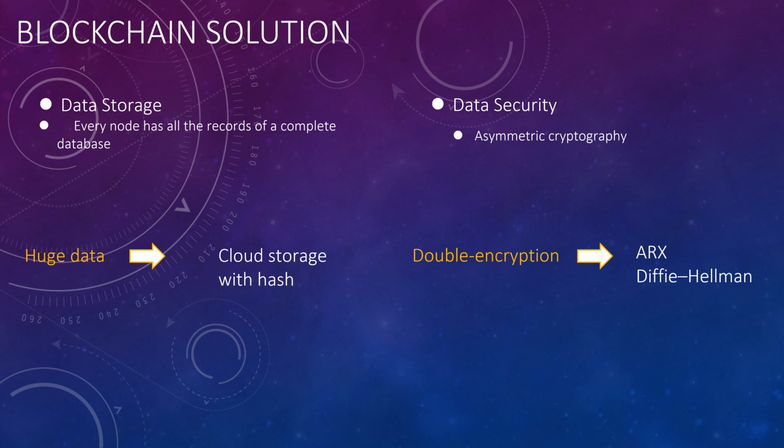Last is data security. Blockchain uses asymmetric cryptography to ensure data safety. In our model, to better improve data security, we use a double encryption mechanism. That is, we first process data with the ARX algorithm, then encrypt the data with the private key, and finally encrypt the private key by using the public key of the receiver.